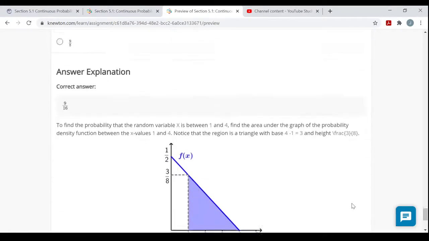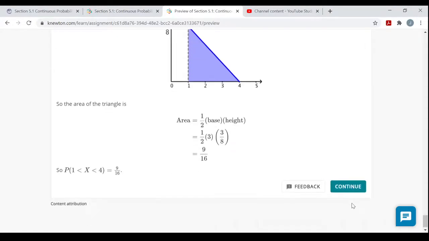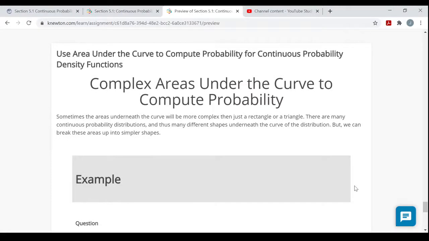Great. And again, they're drawing pretty much the same picture I drew. All right. Now this last part, I'm going to talk about complex areas. Remember, we saw the area of a rectangle, base times height, length times width. We saw the area of a triangle, right? Half base times height, or half length times width.